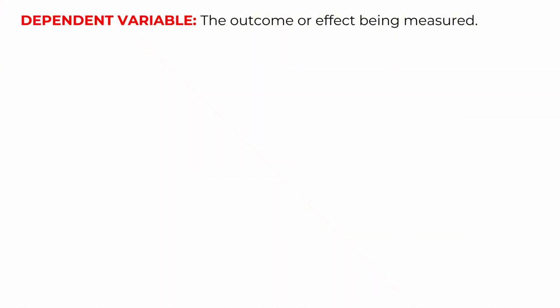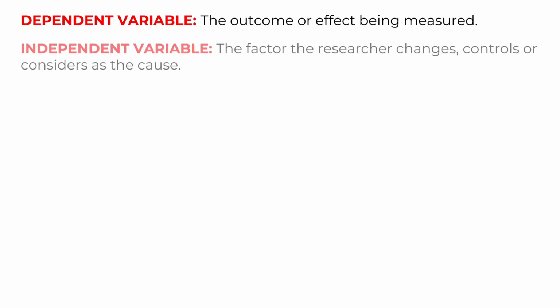Dependent variable, it is the outcome or effect being measured. Independent variable is the factor the researcher changes, controls, or considers as the cause. So, as an example, we're talking about the use of social media by students and its influence on productivity. Without bringing any theory in, one of our independent variables could be social media usage, and the dependent variable would be the outcome we are looking at, which is the productivity.